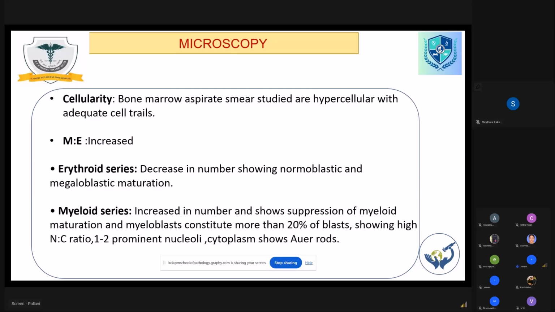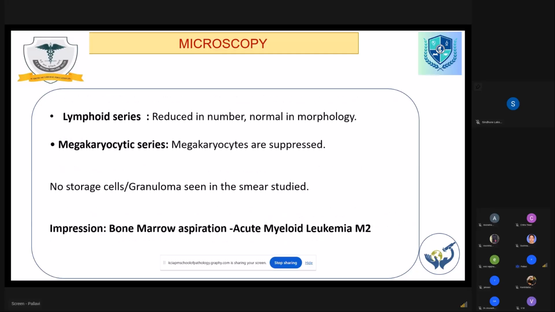M:E ratio was increased. Erythroid series was decreased in number, showing normoblastic and megaloblastic maturation. Myeloid series increased in number and shows suppression of myeloid maturation, and myeloblasts constitute more than 20%, showing high N:C ratio and 1 to 2 prominent nucleoli. Cytoplasm shows Auer rods. Lymphoid series was reduced in number and normal in morphology. Megakaryocytes were suppressed and there were no storage cells or granuloma seen in the smear study. So according to the bone marrow aspiration, we diagnosed it as acute myeloid leukemia, M2.